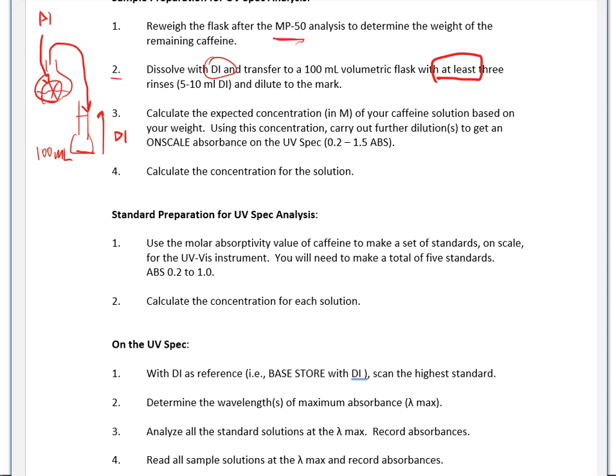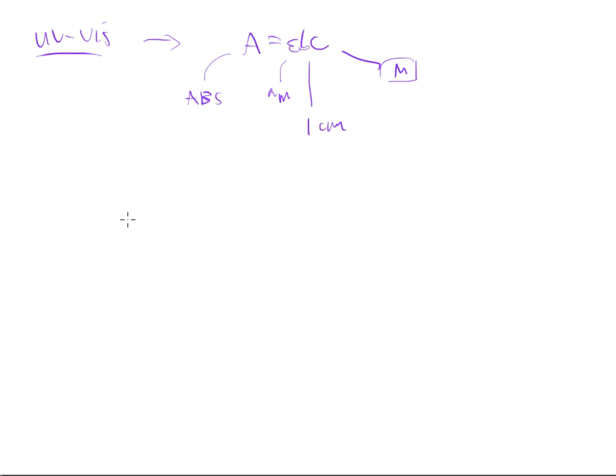All right, so now what's going to happen here is that number 3 says, now calculate the expected concentration of your solution based on your personal mass. So what that means is that let's say that I had 45 milligrams here. Well, 45 milligrams can be converted into grams, right? I know how to do that conversion, at least I hope I know how to do that conversion, right? And then that gram amount is going to have to be converted over to moles.